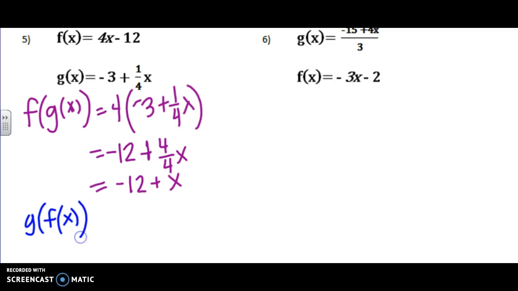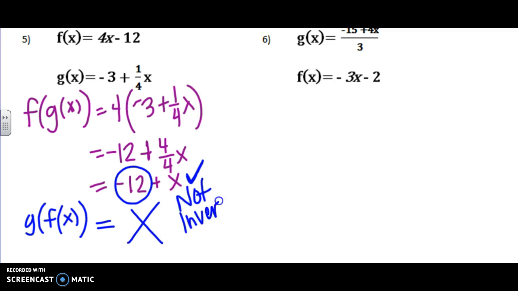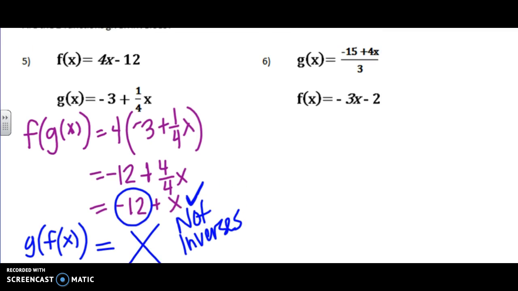And technically, I should probably just stop and share something with you. See how when I plugged it in, I didn't get everything to cancel out. This simplifying gave me an x, but I have this extra 12. So this one, I don't even have to do this one. I already know right here that these two are not inverses. Okay, so let me show you just kind of start to finish on this one.